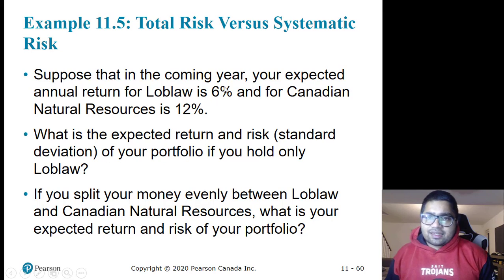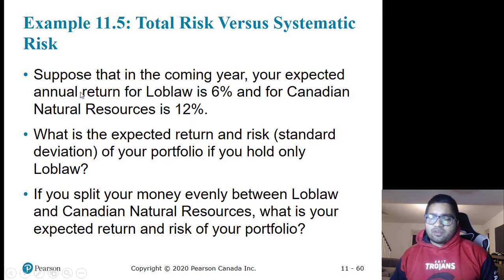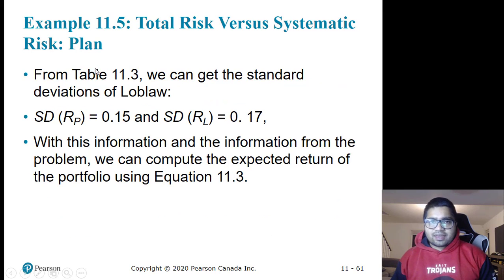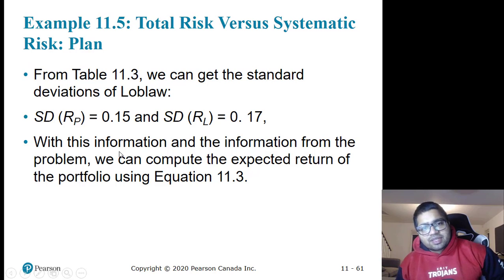Suppose in the coming year our expected annual return of Loblaws is 6% and for Canadian Natural Resources it is 12%. What is the expected return and risk, standard deviation, of the portfolio if you hold only Loblaws? If you split your money evenly between Loblaws and Canadian Natural Resources, what is the expected return and risk? So we can calculate that. Standard deviation is 15%, 17%.